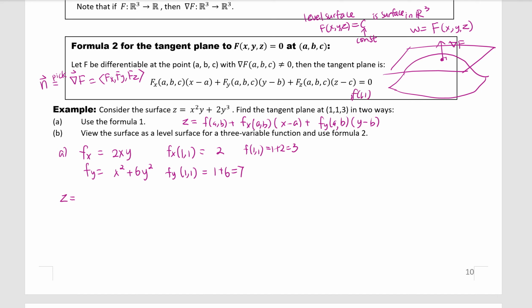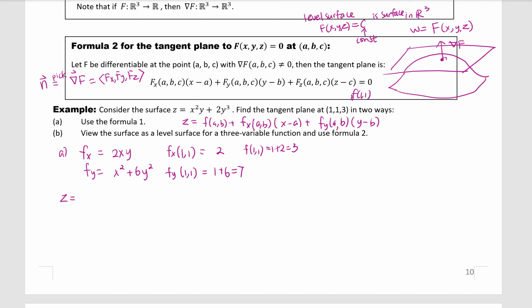So z equals f of (1, 1), which is 3, plus partial f partial x evaluated at (1, 1), which is 2, times x minus 1, plus 7 times y minus 1. Let's distribute: 2x minus 2, 7y minus 7. So 2x plus 7y, and 3 minus 2 is 1, 1 minus 7 is negative 6. So far, so good, everybody? So this is the tangent plane using the method we did before.